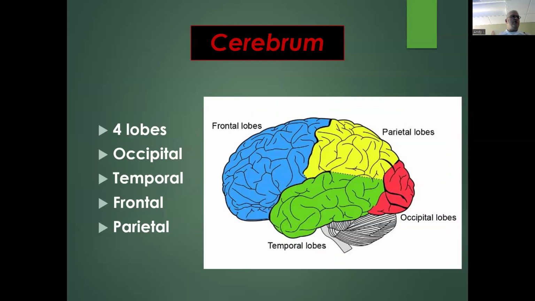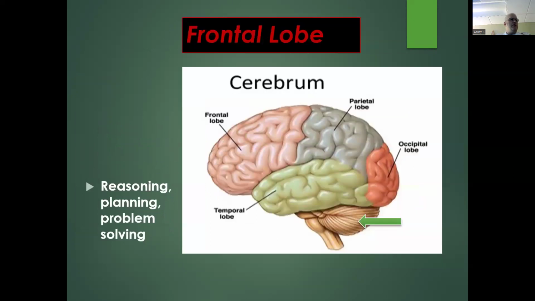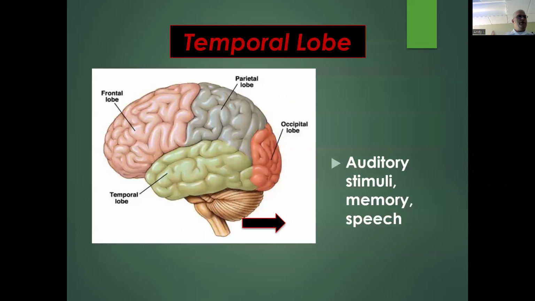So then the cerebrum, you have the four lobes: occipital, temporal, frontal, and parietal. So you look at the frontal lobe, this is reasoning, planning, problem solving, also a lot to do with a person's emotions and their character. You're gonna get what I'm putting down there. So in a temporal lobe, this is the auditory stimuli, memory, speech.